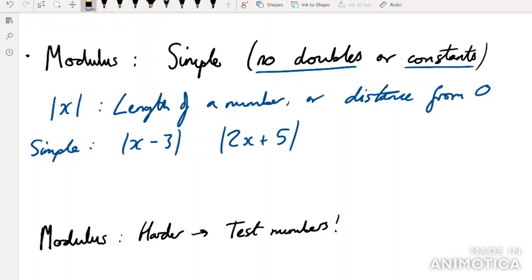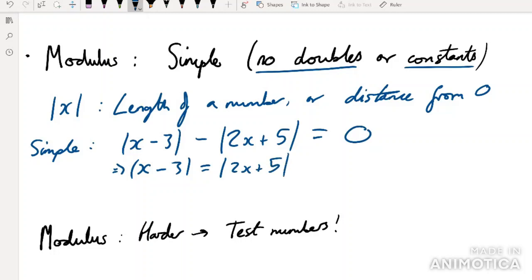So for example, say this question was given to us like this, solve this. Well, that's not simple yet because there are two moduluses on one side, but we can make it simple by bringing one over to the other side. And that's the first thing you want to try and do if you can: make modulus questions simple like that.